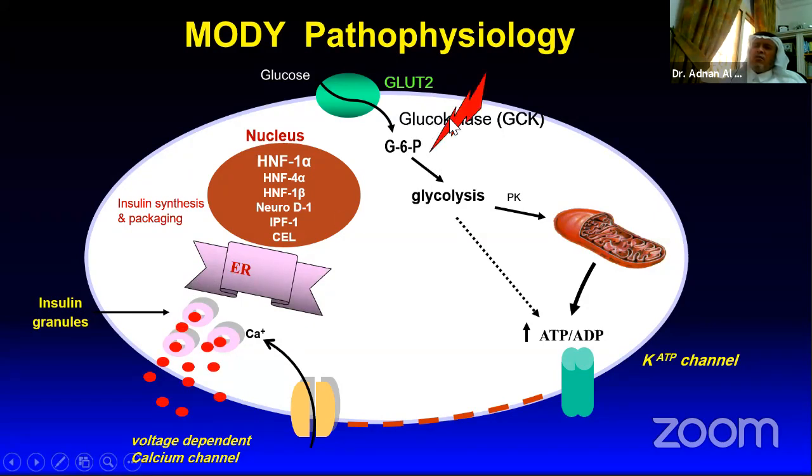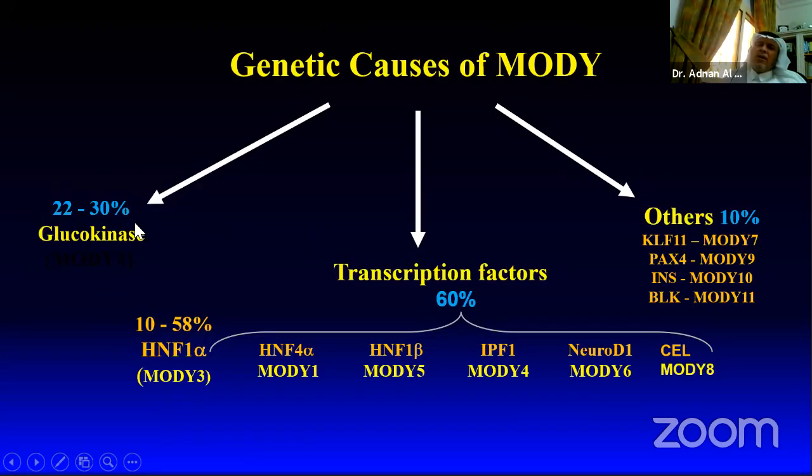Now, if there is a mutation of the glucokinase, it will cause MODY2. And if there is a mutation of any of these nuclear transcription factors, it will cause MODY1 until MODY10. So glucokinase mutation, these are the genetic causes, will cause MODY2. And MODY3 causes about 50% of the main causes of MODY. And then there is MODY1, MODY5, and MODY4, and MODY6. And our patient had MODY8, the cell gene mutation, and of course others.